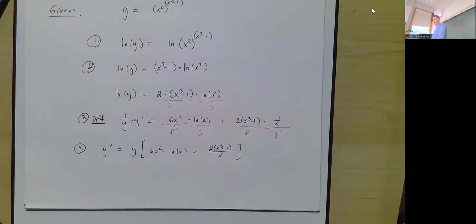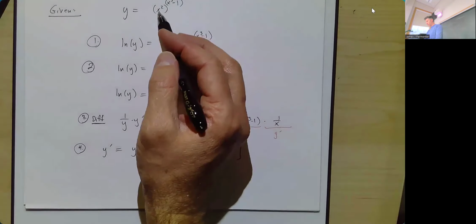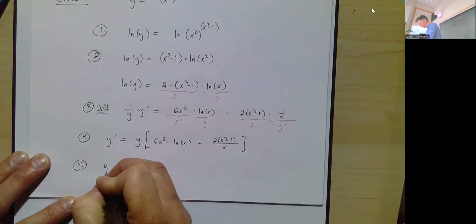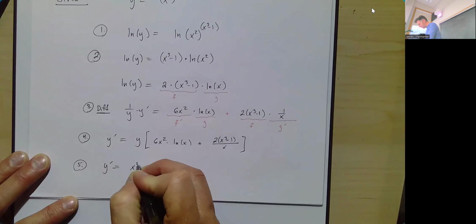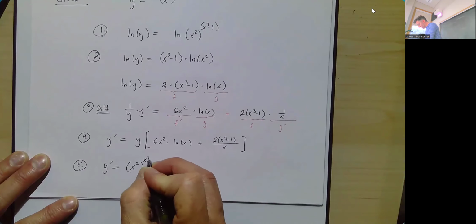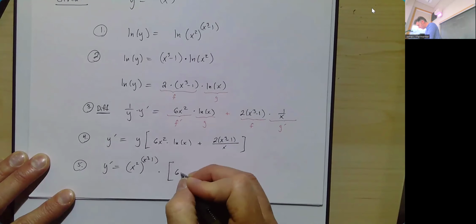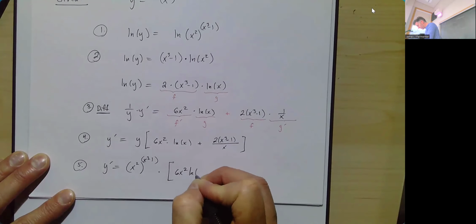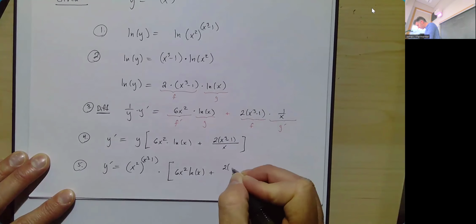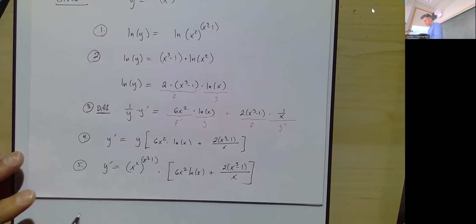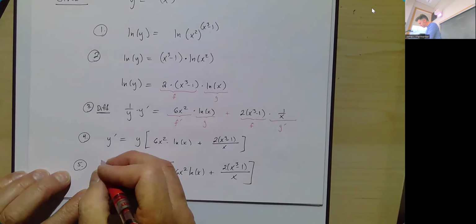And then finally, you're going to plug back in what y is equal to, which is x squared to the x cubed minus 1. So that finally we can say that y prime is equal to x squared to the x cubed minus 1 times all of this: 6x squared times natural log of x plus 2 times x cubed minus 1 divided by x. Kind of lengthy.